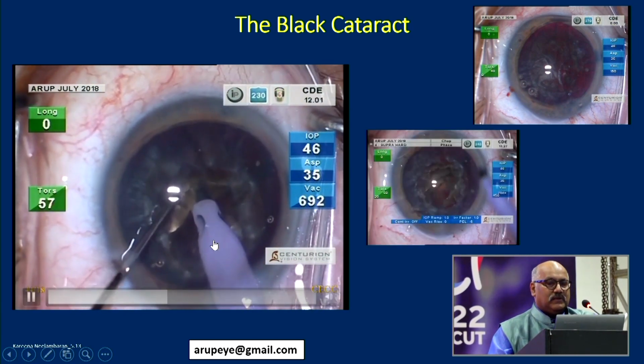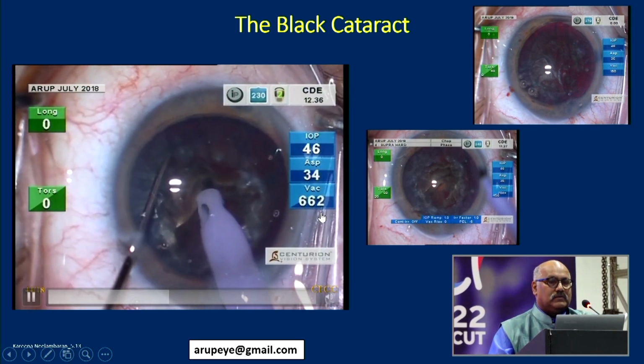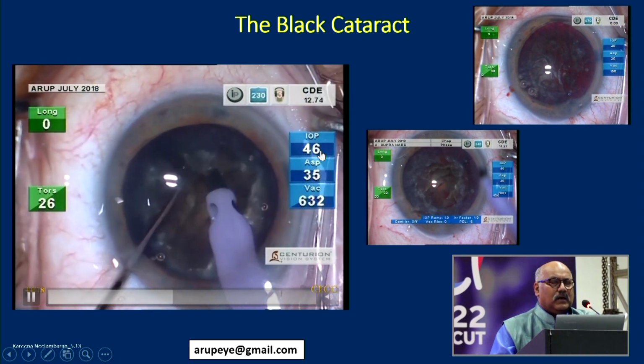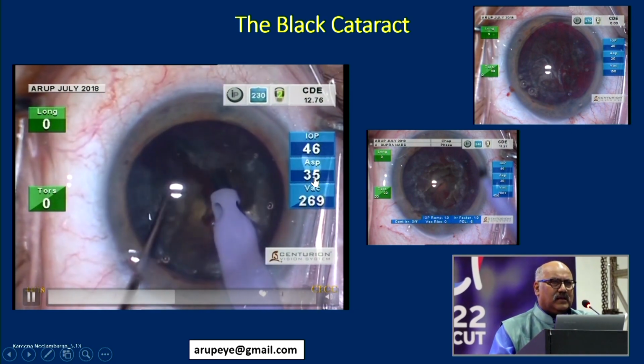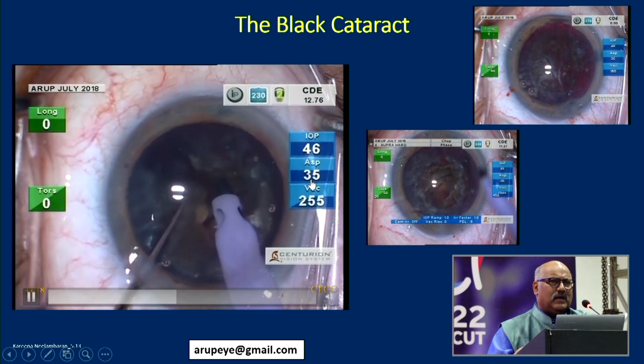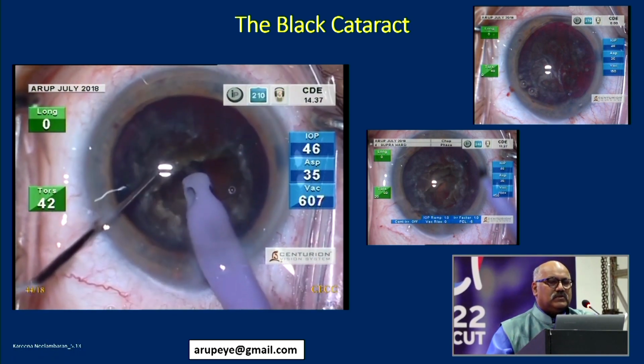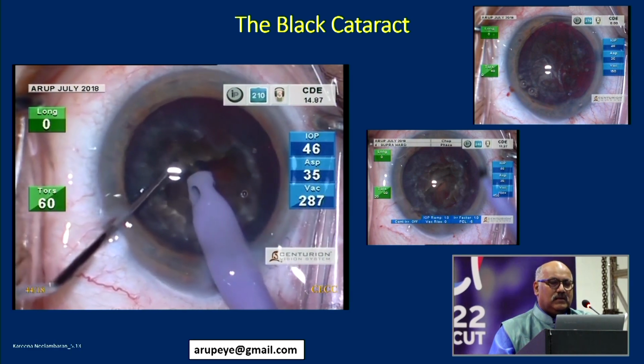So here my parameters change, I go up to a vacuum of 700. IOP is kept more or less the same. And aspiration again, depending upon what you require. So I usually go from 34 to 40, the flow rate. So with these parameters, if you see here, the chopping goes on extremely well.